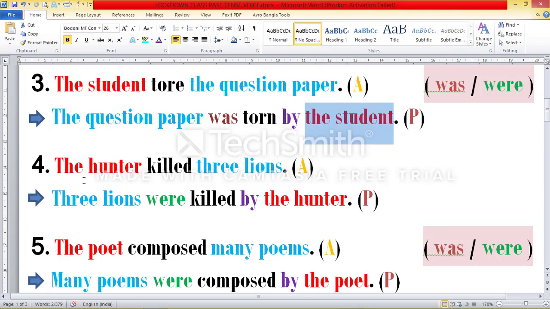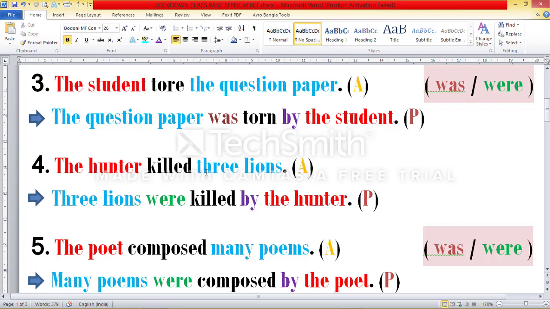The fourth sentence is the hunter killed 3 lions. And in this sentence, the hunter, this is the subject, and 3 lions, this is the object.